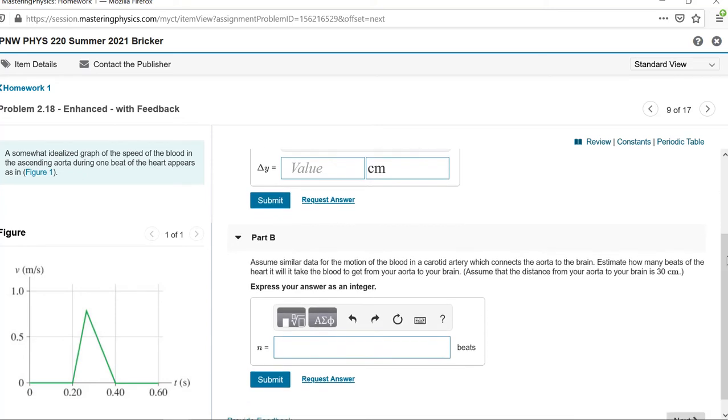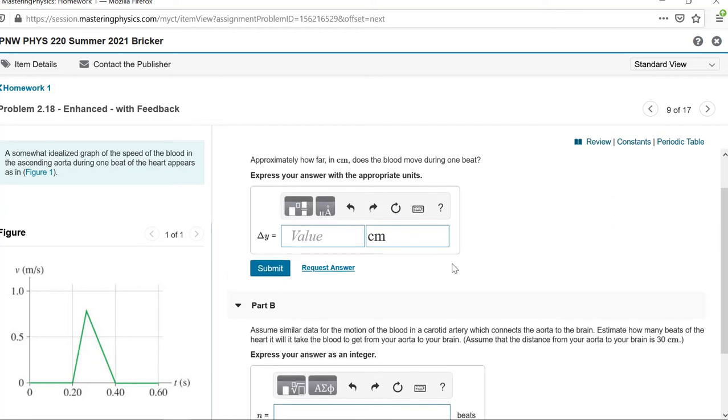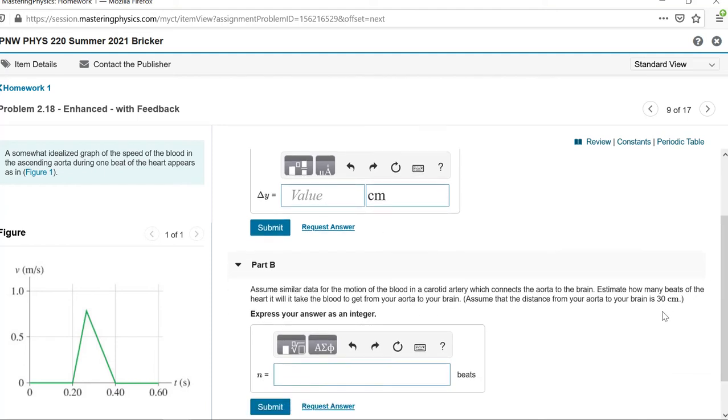Okay. Assume similar data for the motion of blood in the carotid artery, which connects the aorta to the brain. Estimate how many beats of the heart it will take blood to move 30 centimeters. Okay, so you know how far it will move in one beat from the first answer. How many beats do you need for it to go 30 centimeters?